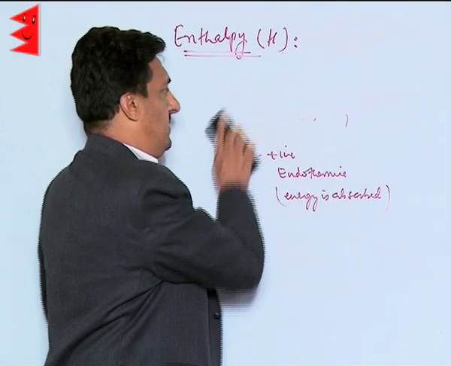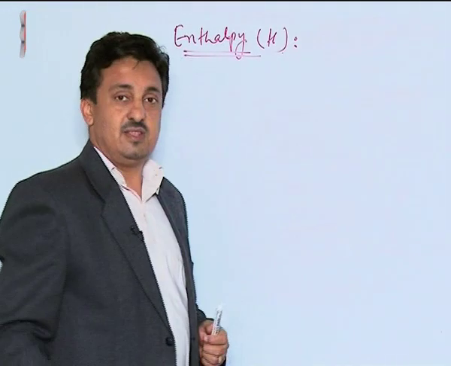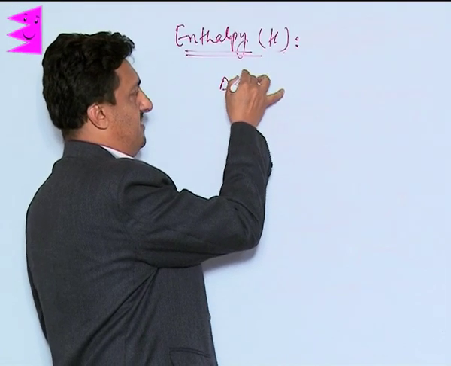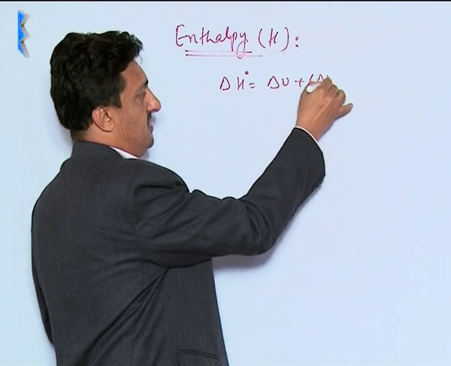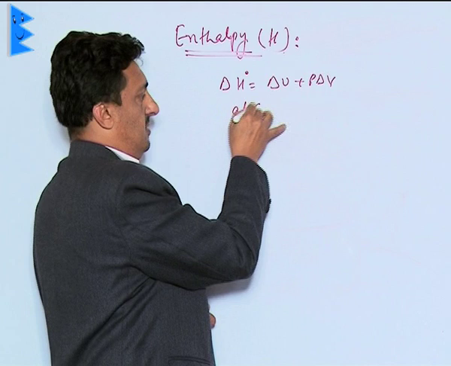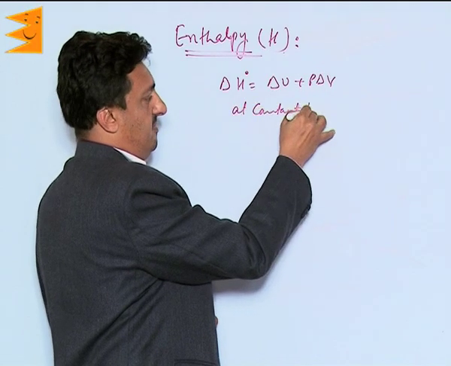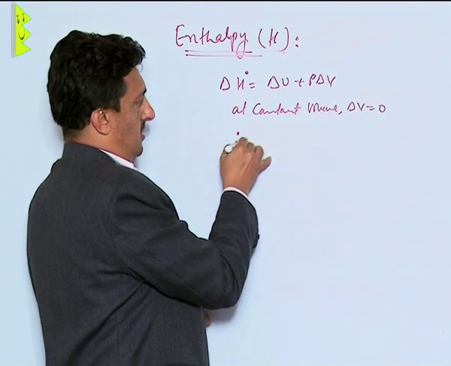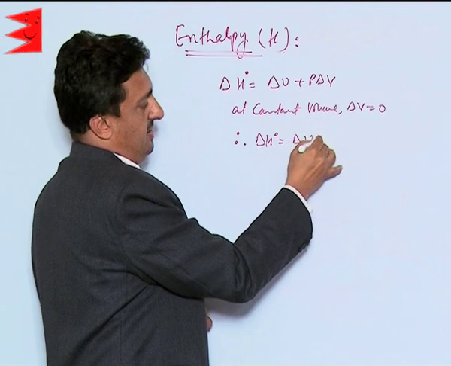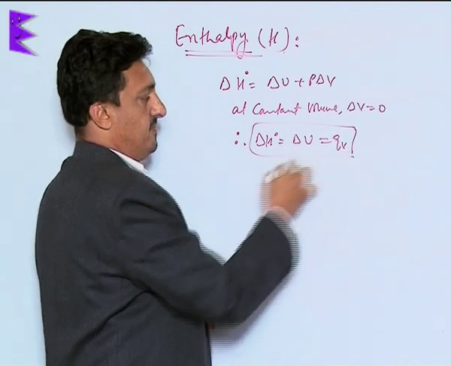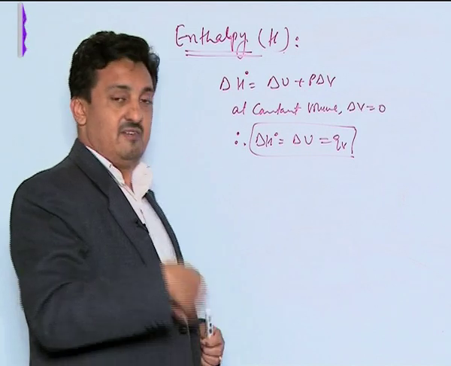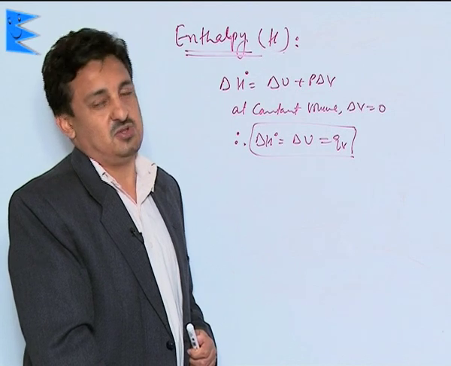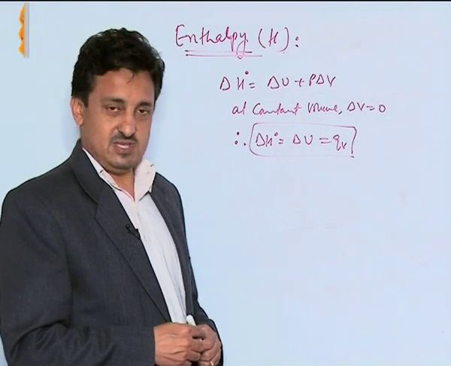So these are the two basic significances and sign conventions of the enthalpy. Now, we need to know one thing more about the enthalpy. Since delta H is equal to delta U plus P delta V, at constant volume, delta V becomes 0. Therefore, delta H becomes equal to delta U, which becomes equal to QV. So this is a very important thing: whenever at constant volume heat is given to a system, it becomes equal to the enthalpy change or internal energy change of that particular system.